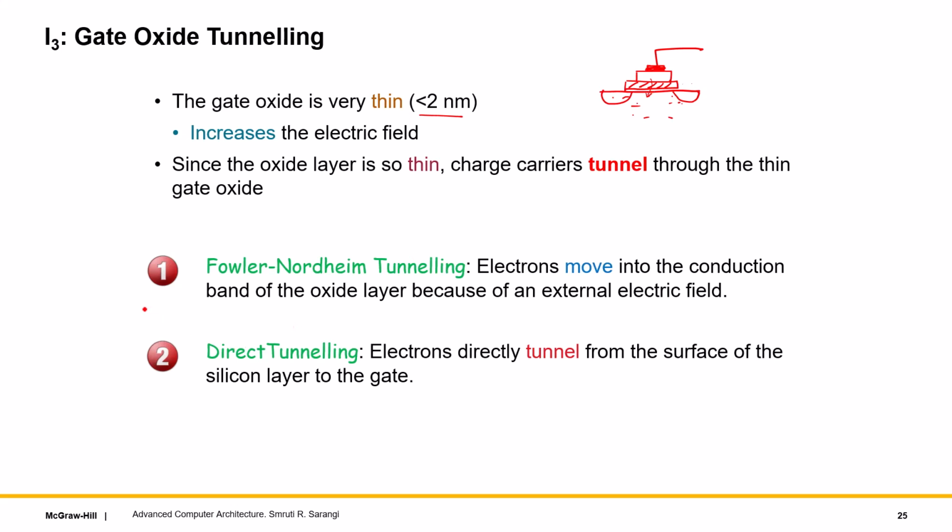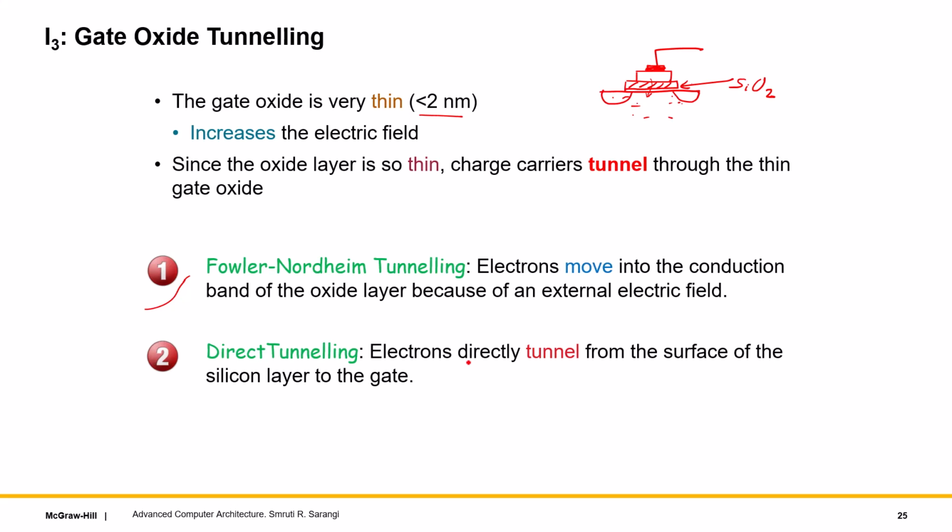There are two kinds of tunneling again, Fowler-Nordheim tunneling and direct tunneling. In this case, electrons move into the conduction band of this oxide layer. Let's call it the SiO2, silicon dioxide layer, also called the oxide layer. Because there's an external electric field, they move into the conduction band of this, which basically means that even though this is an insulator and the valence and conduction bands are far away, in spite of that, some electrons end up in the conduction band of the SiO2 layer and conduct current.